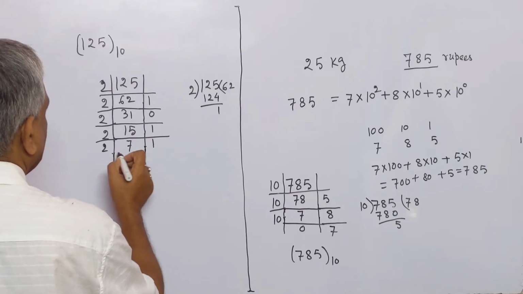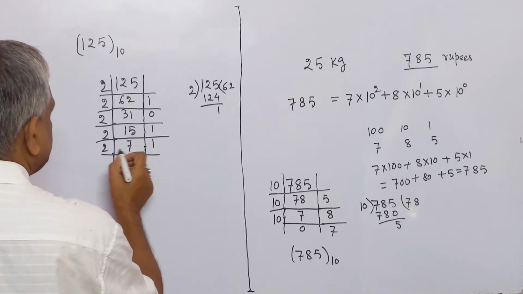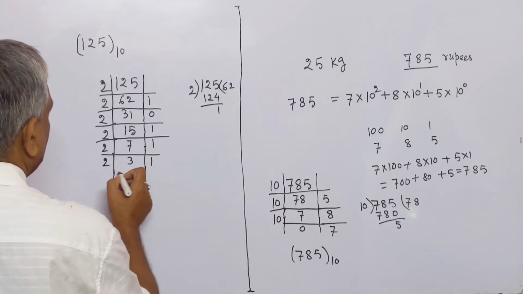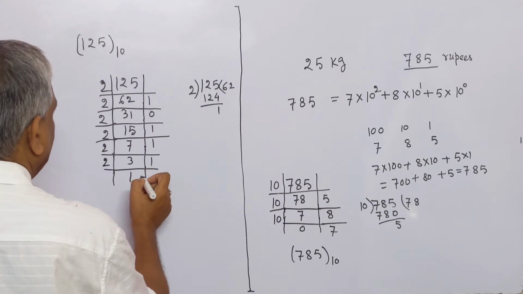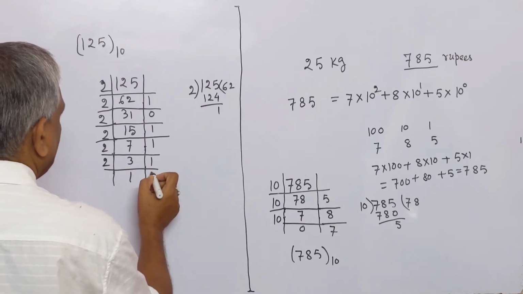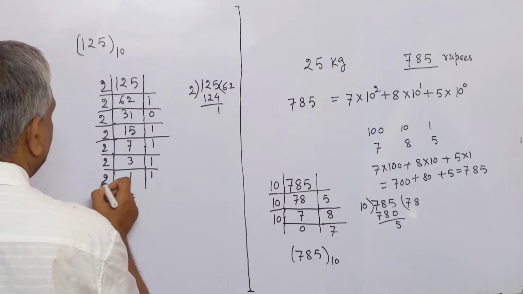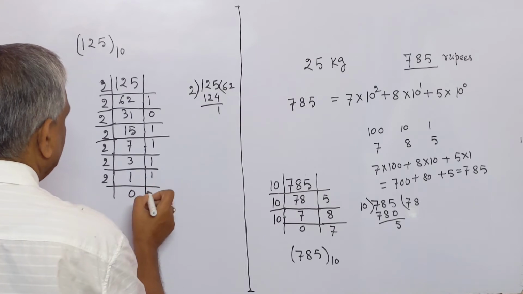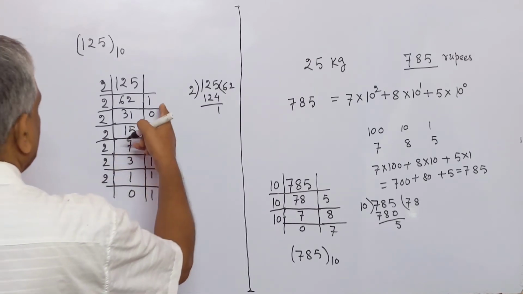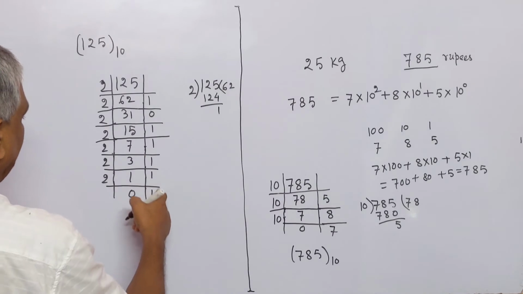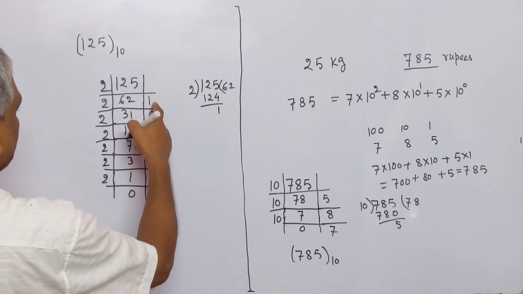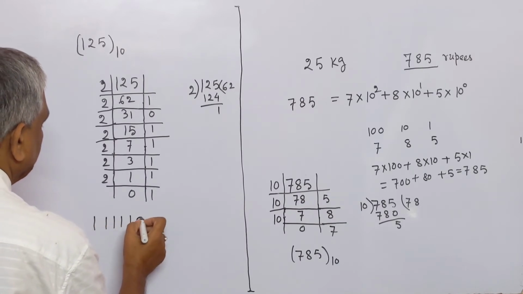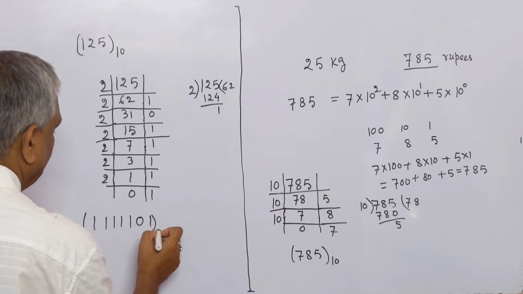We get quotient 3, 2 3s are 6, remainder 1. Again we divide 3 by 2. We get quotient 1, 2 1s are 2, remainder 1. Again we divide 1 by 2, quotient 0 and remainder 1. So the number in binary system will be 1 1 1 1 1 0 1. This is in binary system.